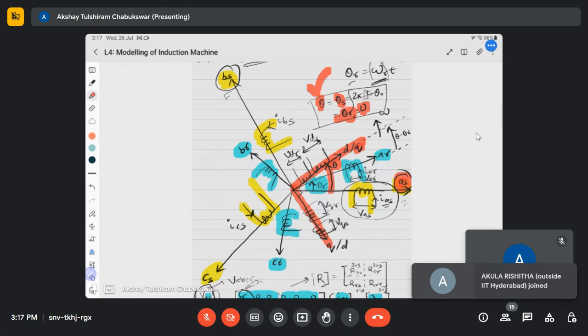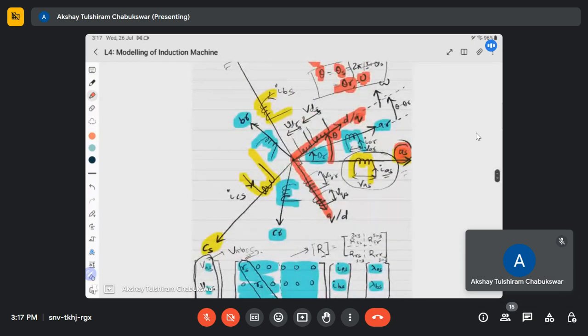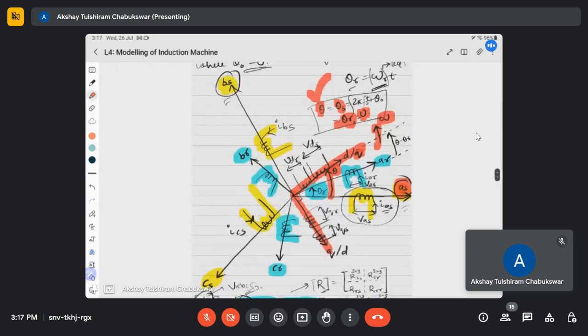So assume that the angle is theta. You have to refer all these equations given here in a common DQ reference frame, which is rotating at an angular speed of omega. Its angular position is given as theta.